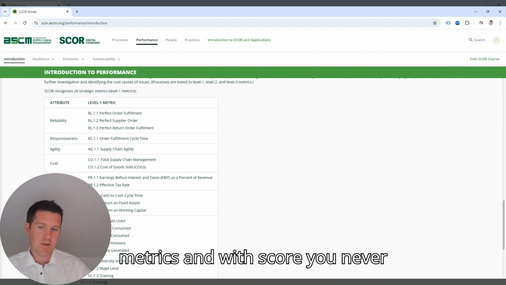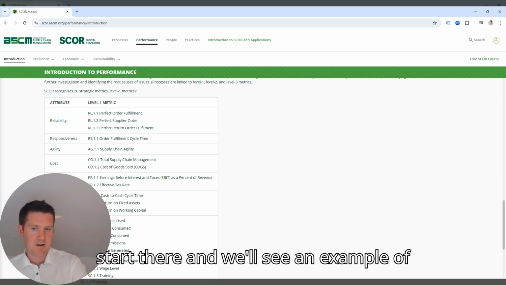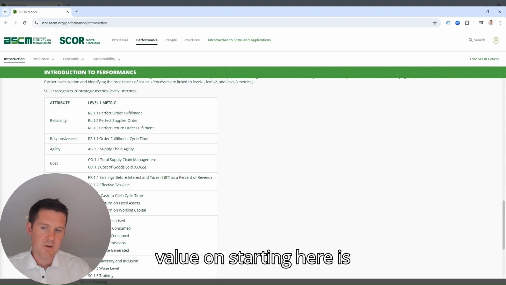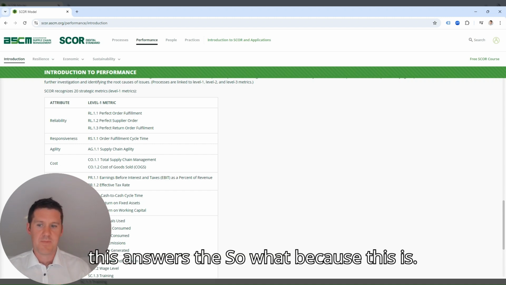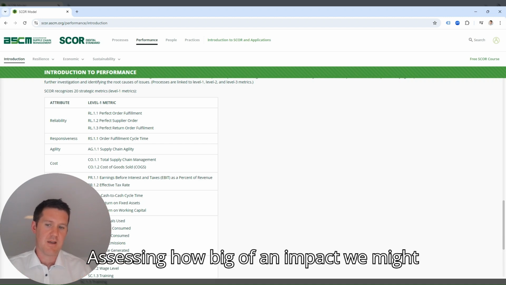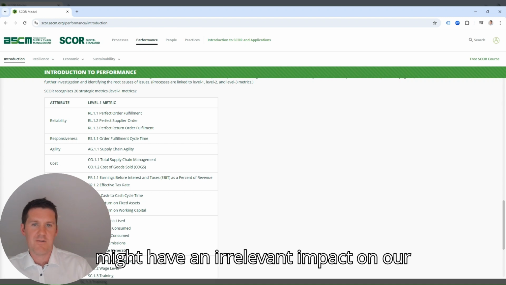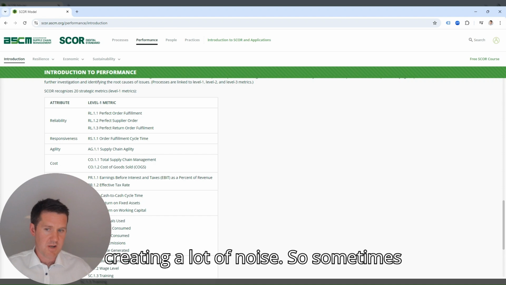And with SCOR, you never skip the level one. You always start there, and we'll see an example of why you need to do that. The value on starting here is this answers the so what, because this is assessing how big of an impact. We might have a lot of noise on something, it might have an irrelevant impact on our overall health of the supply chain, just creating a lot of noise.